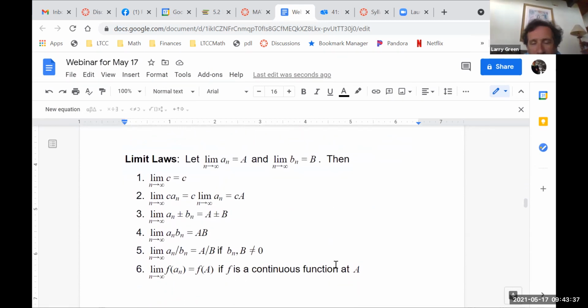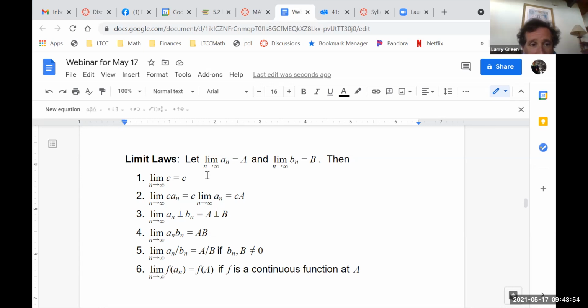Okay, we have what's called, the book calls them the algebraic limit laws, but the number 6, they don't use number 6. They talk about that right after, but I'm just going to call them the limit laws. They're all pretty obvious. So I'm going to go through them really fast. I think you'll agree they're obvious.